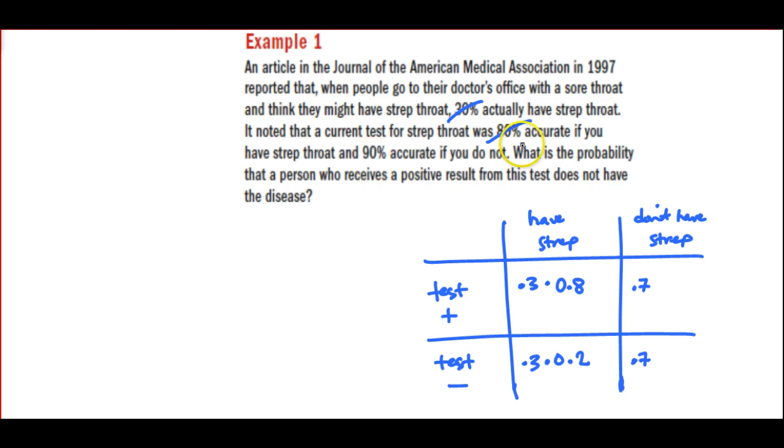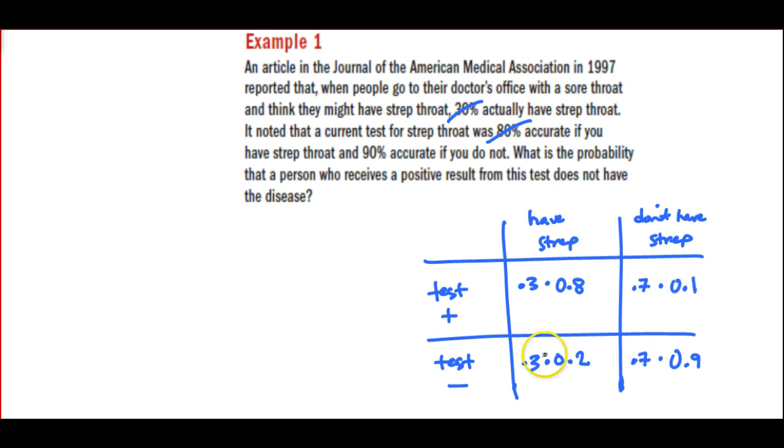Next is the test is 90% accurate when you aren't sick. So a 90% accuracy when you're not sick means you want a negative result when you're not sick. So when you don't have strep, you want a negative result indicating that you're not sick. So the 90% accuracy goes with when you're not sick, you would like a negative result. And then its complement is going to go up here at 0.1.